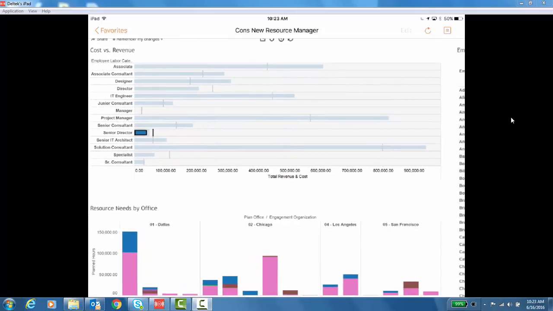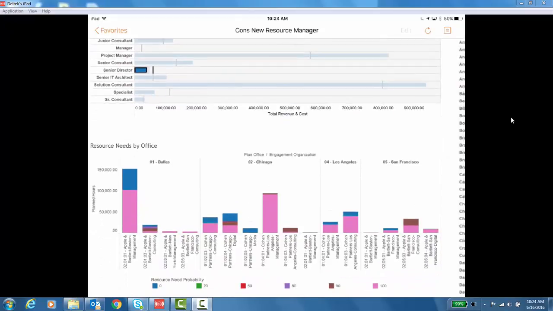and how well those folks are performing. Just below, I'm managing four different offices: Dallas, Chicago, Los Angeles, and San Francisco. I can figure out what type of work is yielding the most demand on that resource pool. I can see in Dallas, it's management work. In Chicago, it's also management work. In Los Angeles, it's consulting work. So I can figure out what types of work and what types of people are going to be the most engaged and most in demand from an office by office perspective.